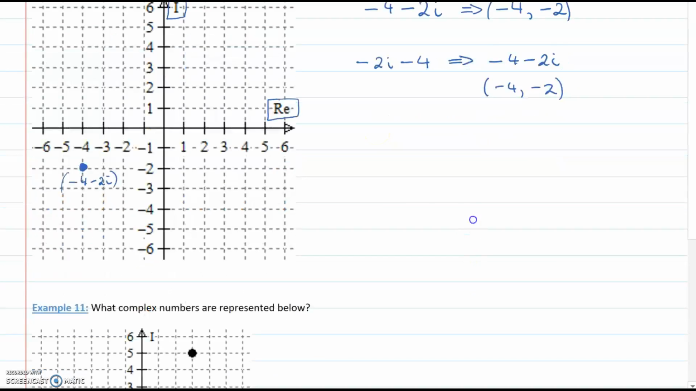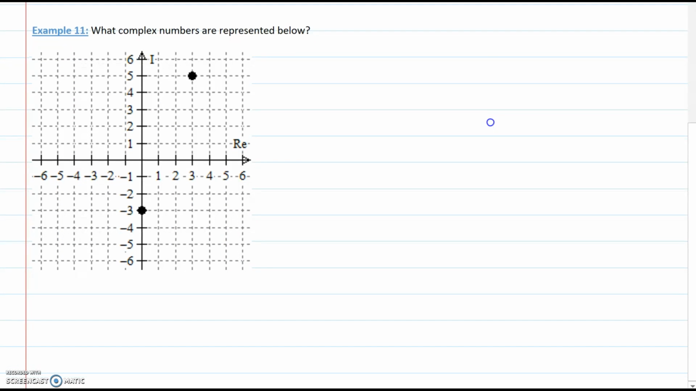Okay, so that was one example, and then if we move on to another example here, what complex numbers are represented below? Well, this is 3, 5, that's its location. 3, 5 represents the complex number 3 plus 5i. Okay, that's all. And down here, this point, we would normally refer to this as 0, -3. So that means what we're looking at here is 0 minus 3i, or just -3i.